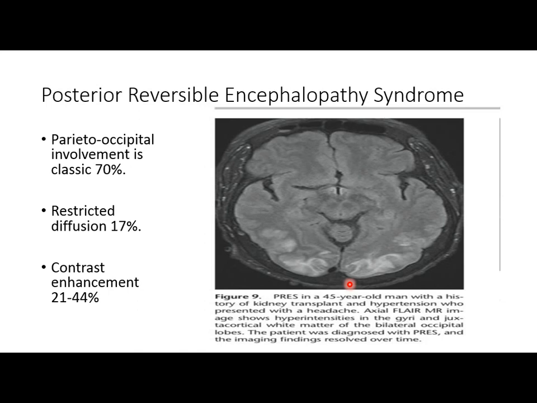This is the common presentation of it, and it loves the cortical subcortical area, and it has restricted diffusion seen sometimes in around 17% of the patients. Also sometimes, in around 21 to 44%, we can see contrast enhancement also in PRES.